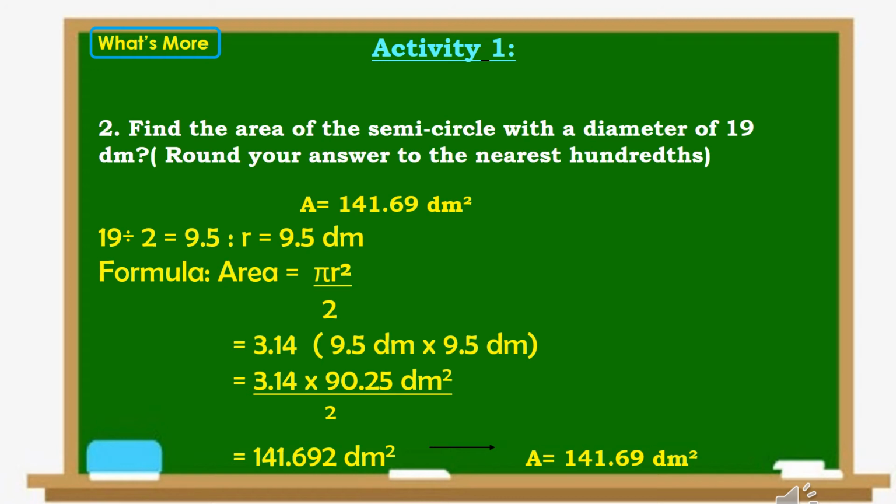141.692 square decimeters. I said that we are going to round to the nearest hundredths. So your final answer is 141.69 square decimeters. Are your answers in number 1 and 2 correct? Great, if you got the 2 correct answers. If not, you still have your activity 2 and 3 in your module for more exercises to practice after this video. You may play this video again, listen carefully, and follow our step-by-step discussion.